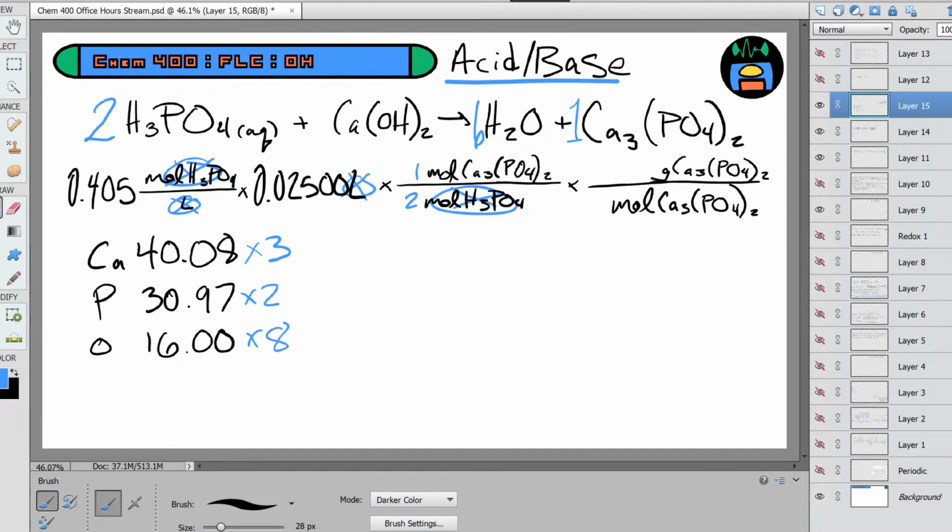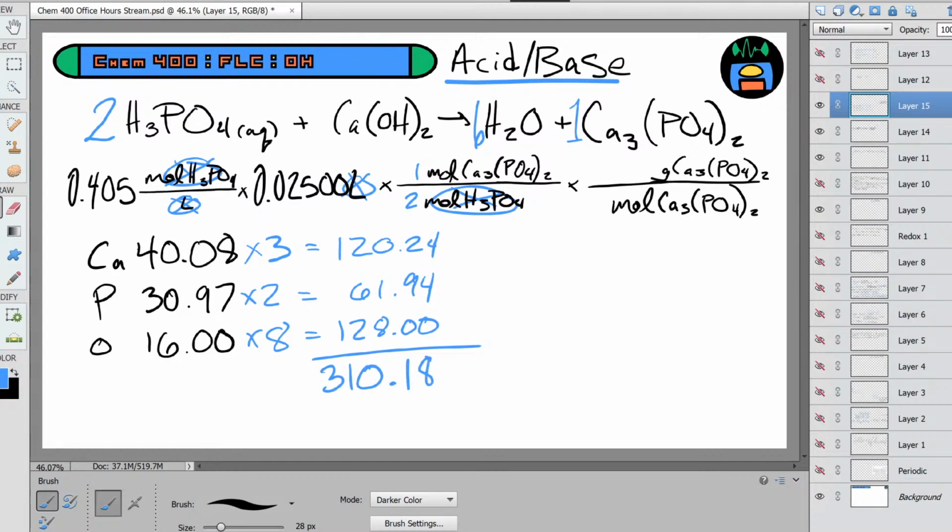So we have 40.08 times 3. We have 30.97 times 2. And then 16 times 8. So this molecular weight, let's add all these together, comes out to be 310.18 grams per mole.